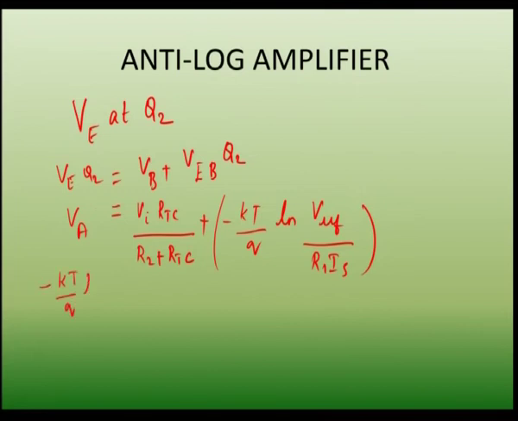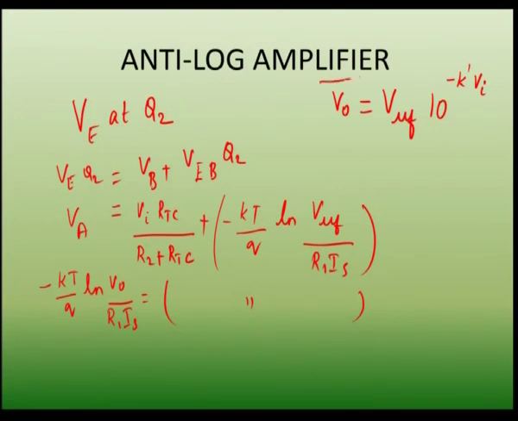minus KT by Q natural logarithm of V naught by R1 into IS is equal to the same part you will be getting here. So, after simplifying, you have to commonly take this KT by Q out, and finally, you have to calculate from this equation what is V naught. V naught is finally calculated as V reference into 10 power minus K dash Vi. So, this is the output of the temperature compensated anti-logarithmic amplifier.